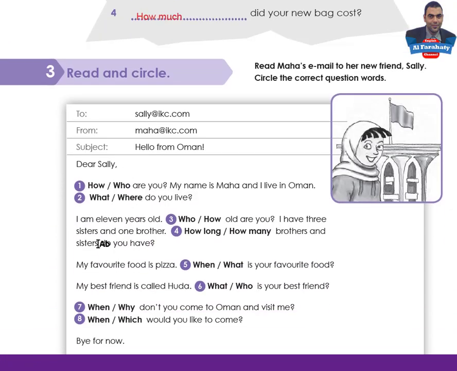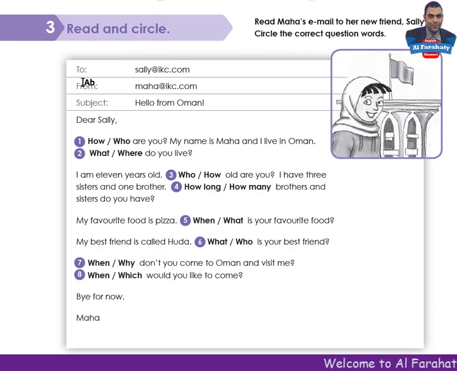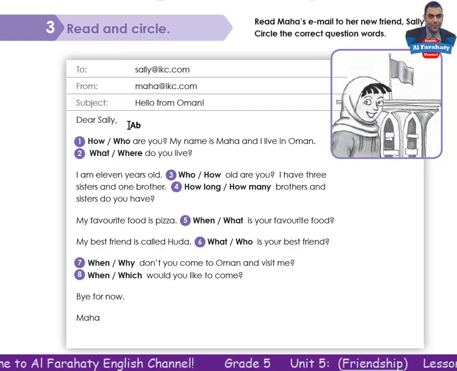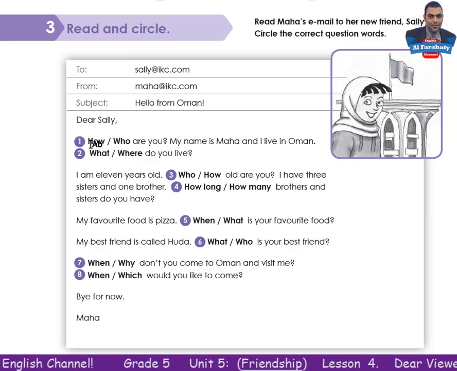Activity 3. Read and circle. Read Maha's email to her new friend Sally. Circle the correct question words. To: Sally@ikc.com. From: Maha@ikc.com. Subject: Hello from Oman. Dear Sally, you have here two question words.